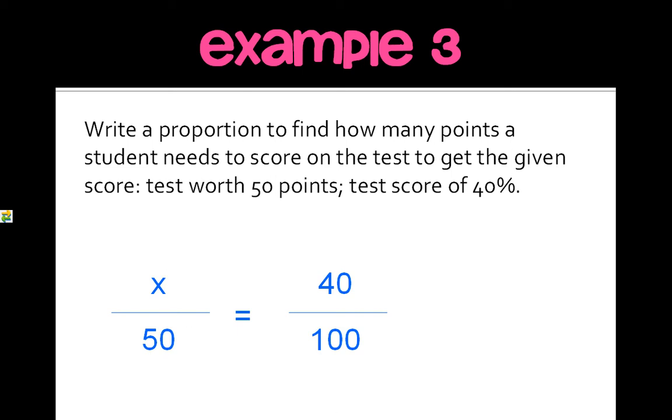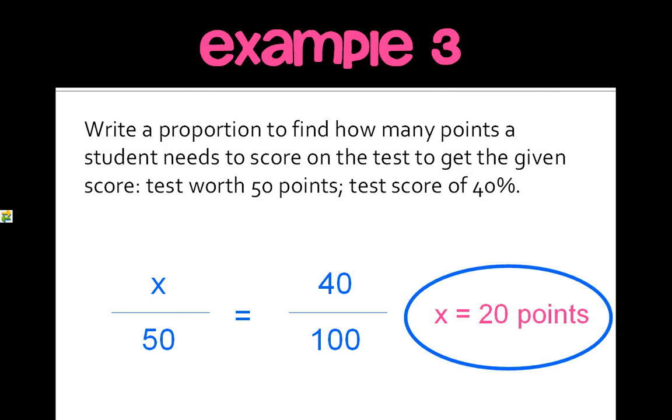Okay, we can use mental math here. We know that 100 divided by 2 is 50. So 40 divided by 2 will give us 20. So we need 20 points out of 50 on our test to score 40%.